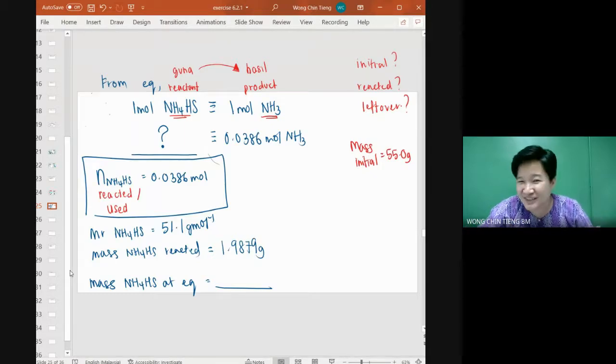Remember your limiting reactant, we have mass of excess reactant. Alright, you have that.